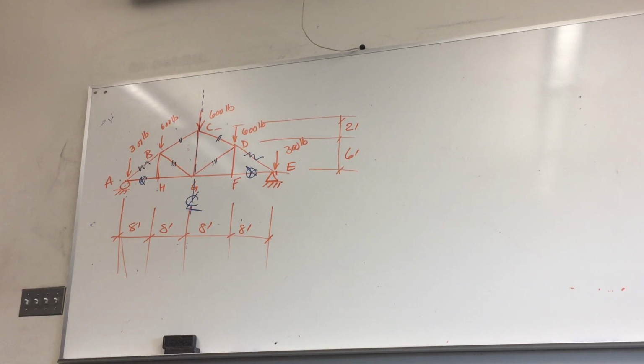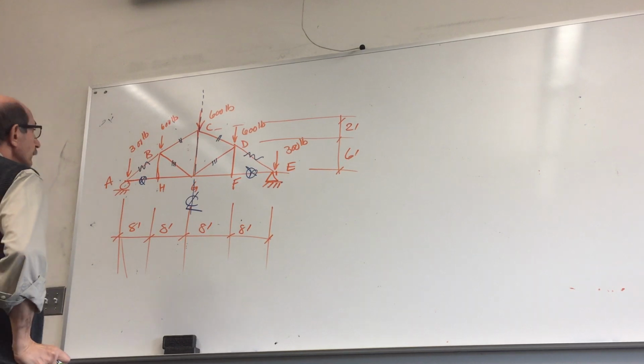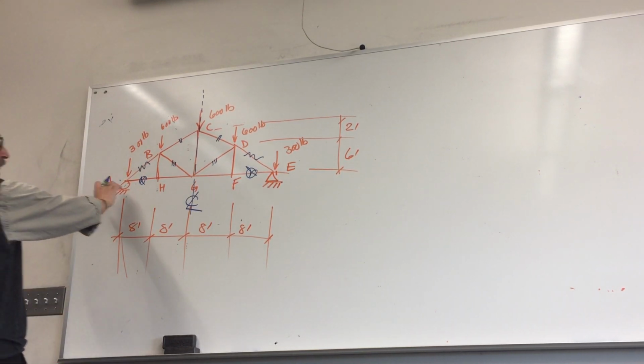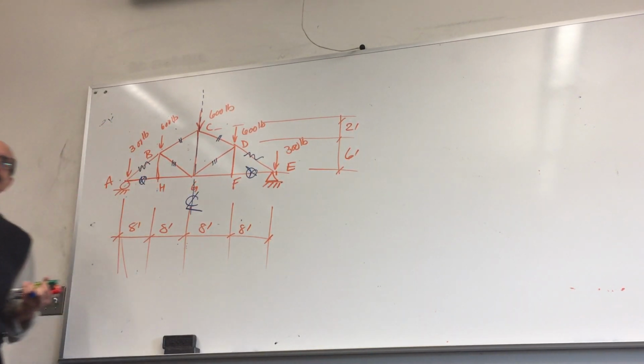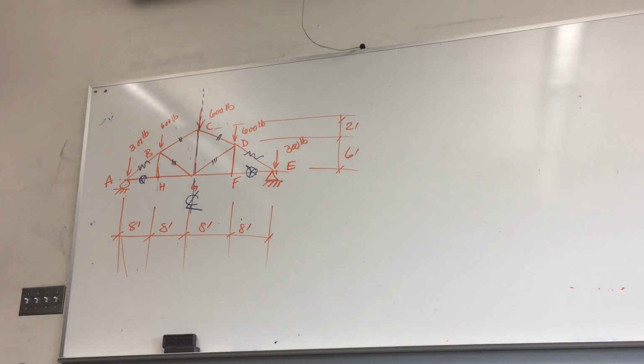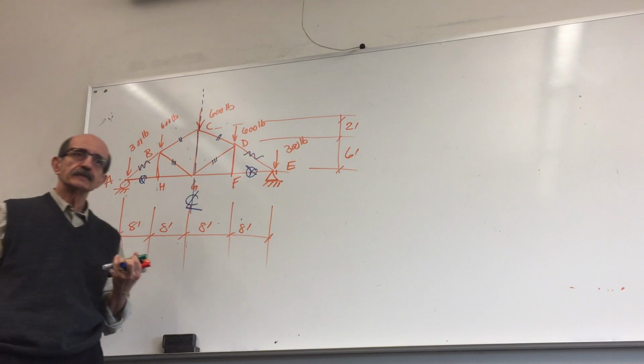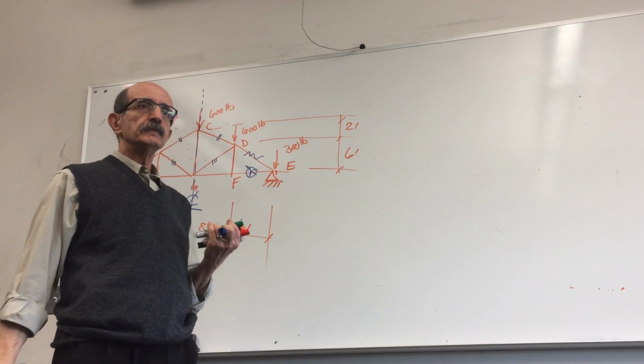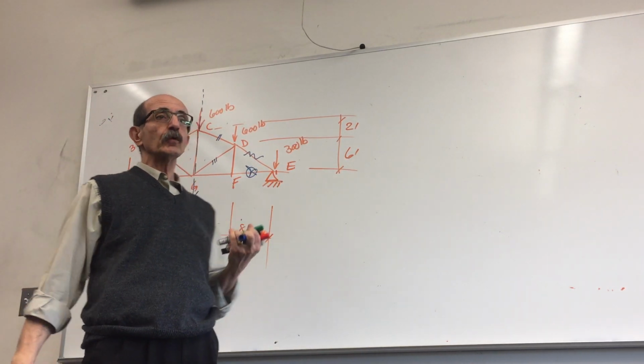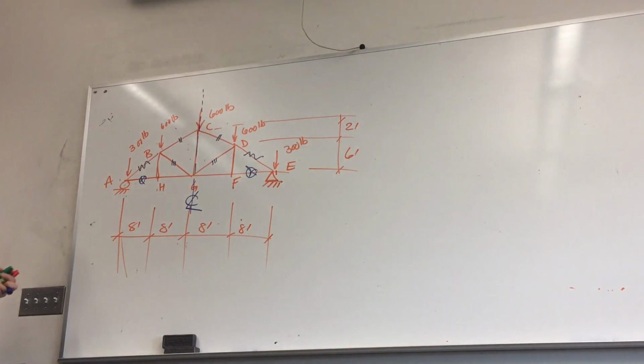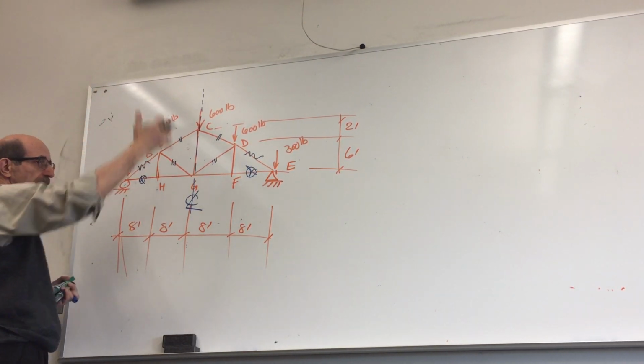Does it matter that A and E are connected to the ground differently? No, it doesn't. Good question. Any other questions? Yes. So you can look at this and immediately say that the support at E doesn't have an X component. That is correct, yes. Support at E has no X component because all the applied loads are vertical.